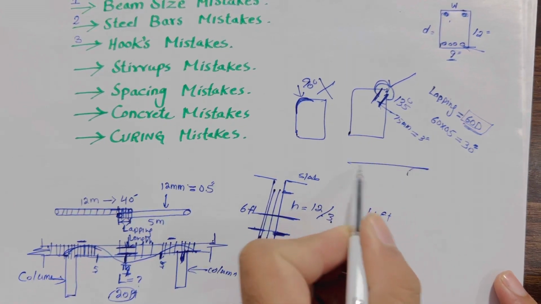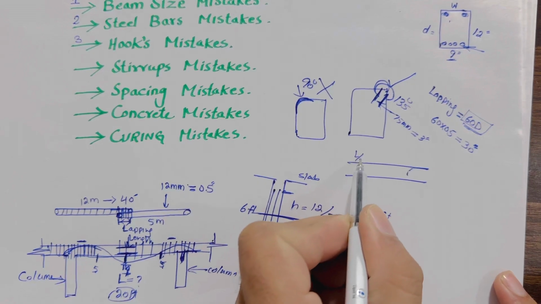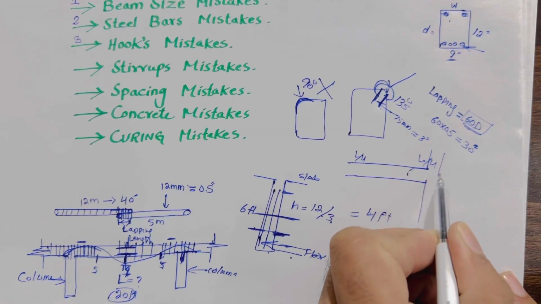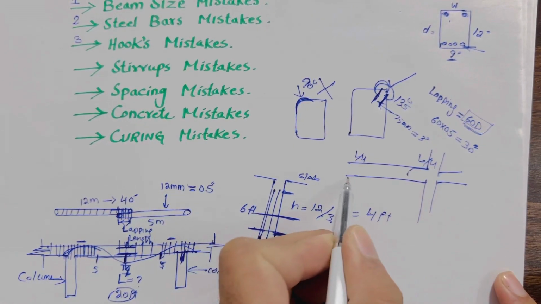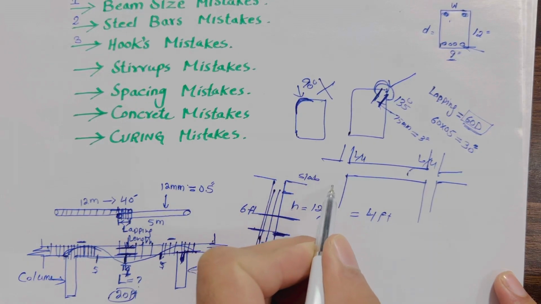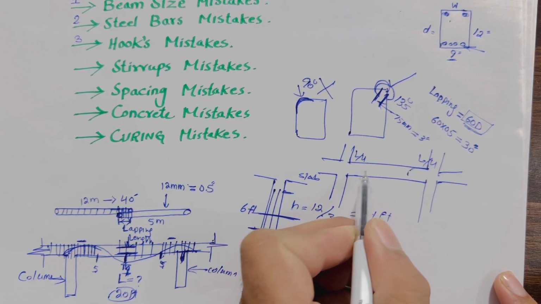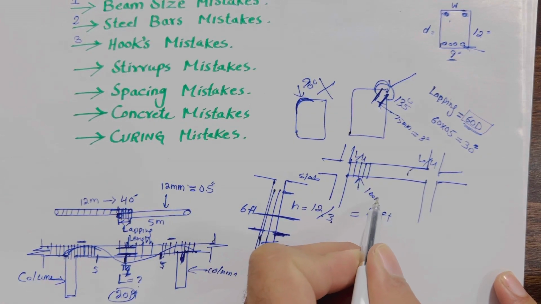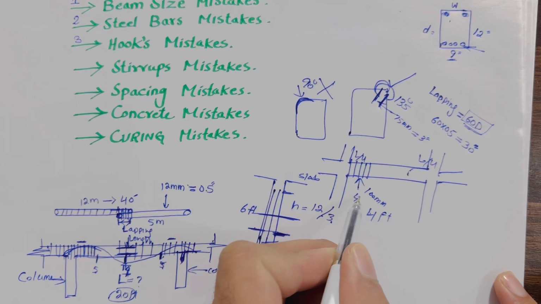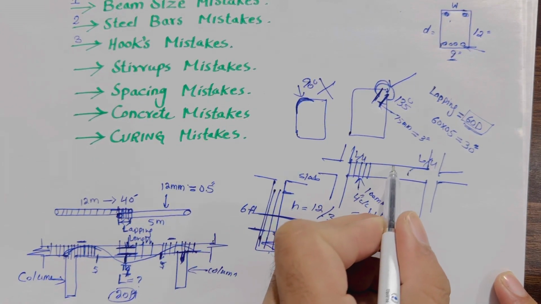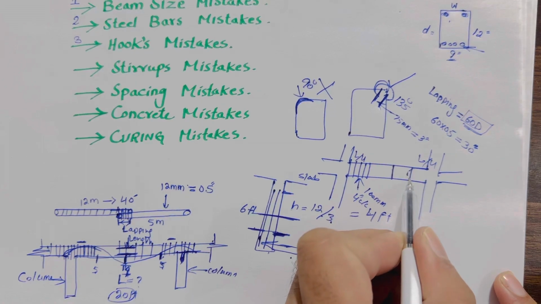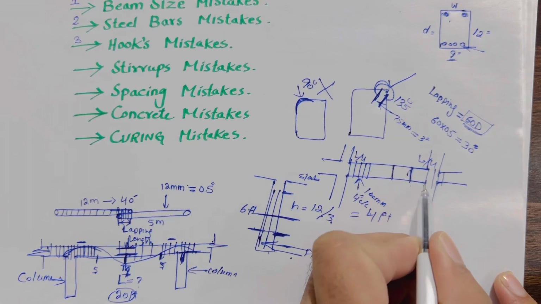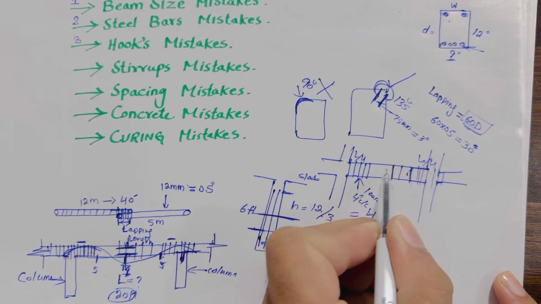How? Suppose this is a beam, this is L by 4 distance, this is also L by 4 distance. At this place we have a column, and here also we have a column. So at the distance of L by 4 you can provide stirrups closely, about 100 mm, depending on the structure load, or you can say 4 inches center to center. But after this, the middle part is L by 2. From this L by 4 distance you can provide closely, but after L by 4 you can increase the spacing.